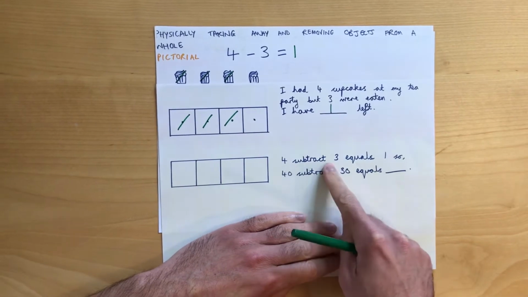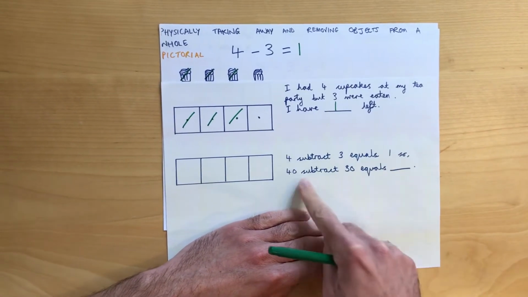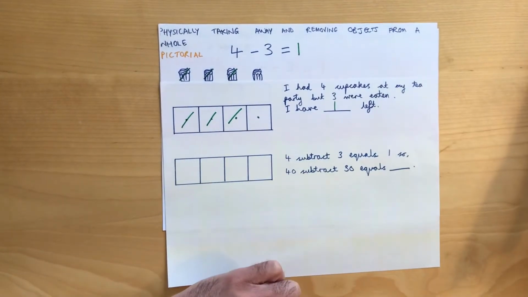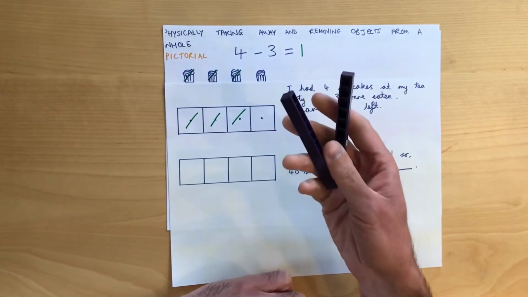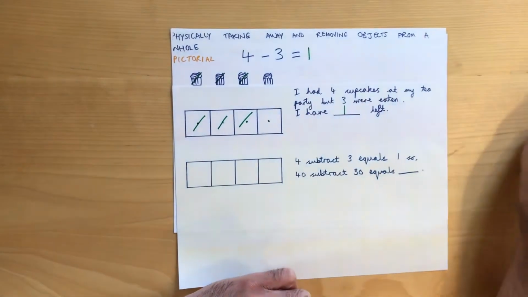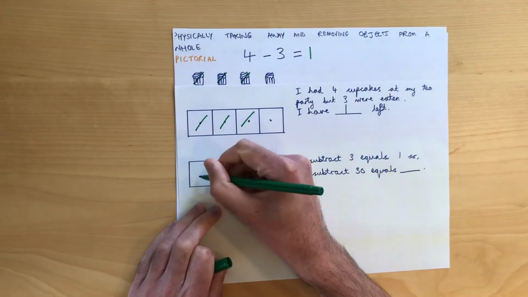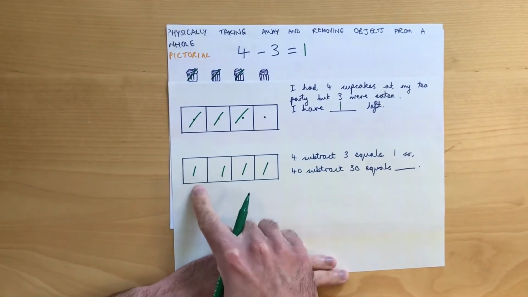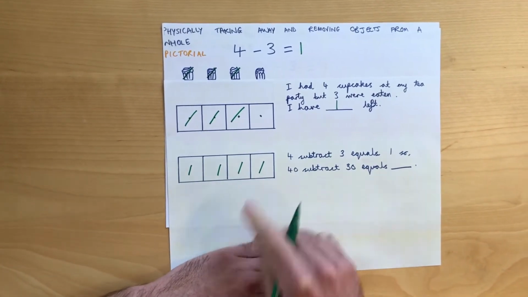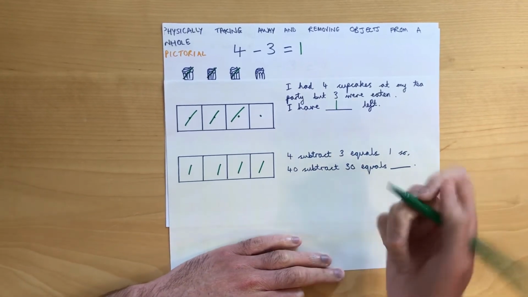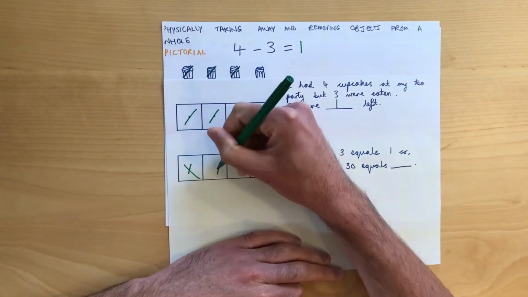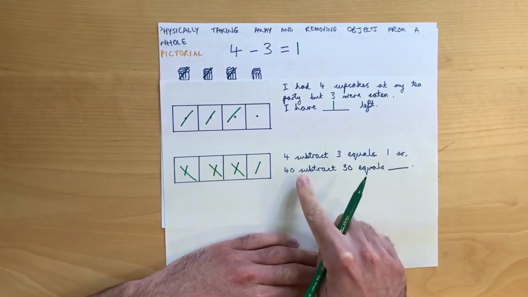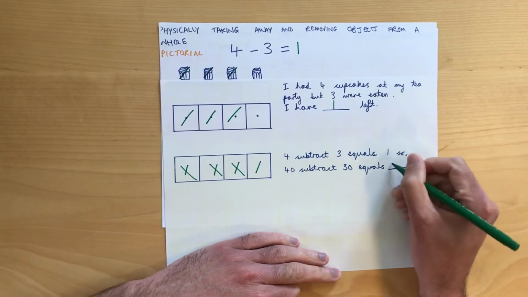Because we know that 4 subtract 3 equals 1, we should know what 40 subtract 30 equals. This time, I'm going to draw lines that represent my tens in my base 10 equipment. So I'm going to draw 4 tens, 1, 2, 3, 4, and these represent 10, 20, 30, 40. I'm going to subtract 30, and again, I'm just going to cross them out, and I'm left with 10. So the answer to 40 subtract 30 equals 10.